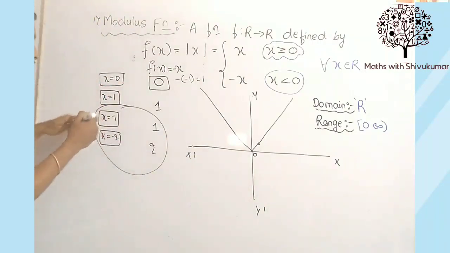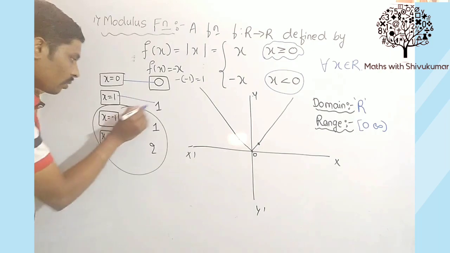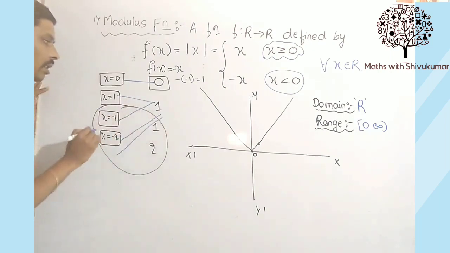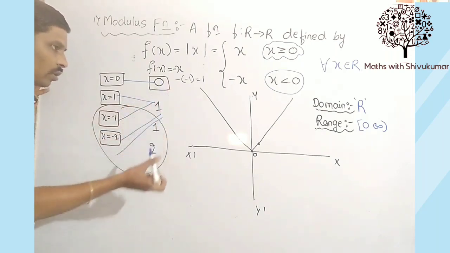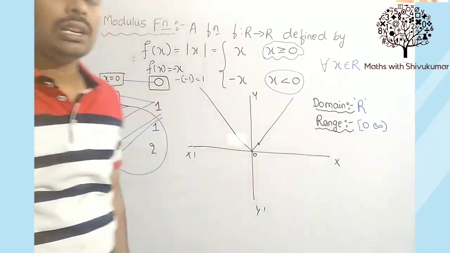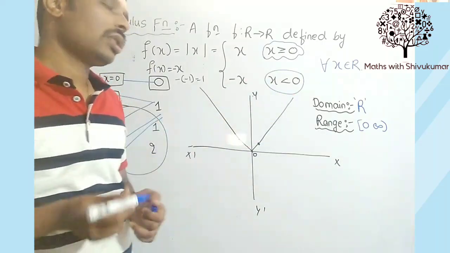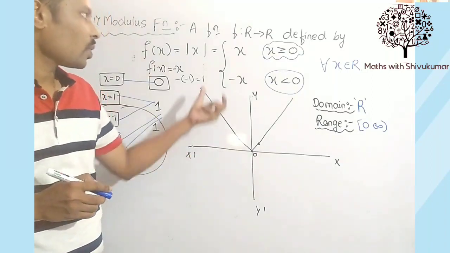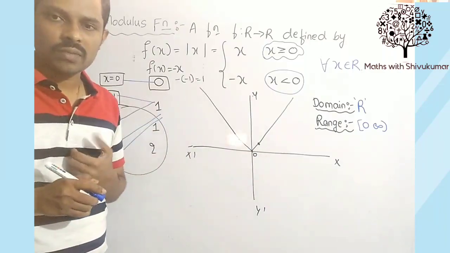Here also you can observe, 0 you are getting 0, 1 you are getting 1, but minus 1 you are getting 1, minus 2 you will get 2, minus 3 you will get 3. So we are getting only 0, 1, 2, 3 and so on, meaning positive numbers. So 0 to infinity. This is the definition, this is the graph, domain and range. I hope it is clear, students, how to draw the graph, what the definition of the mod x function is, what the domain is, what the range is. Clear?